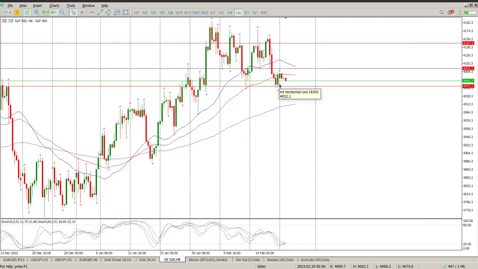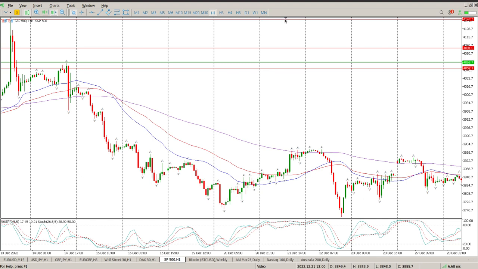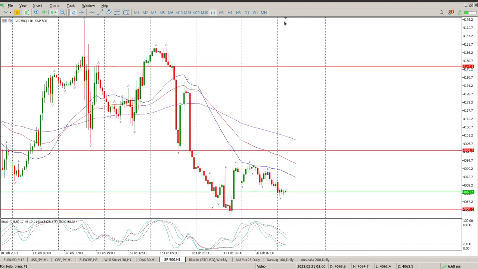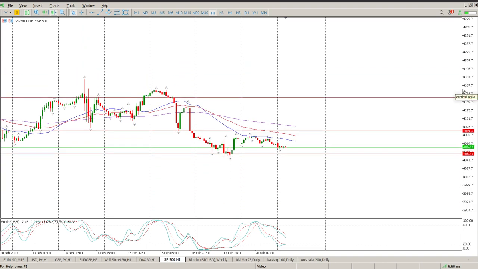That is 4050, and obviously 4000 is also an area of huge interest. So for me, wait for the signal, see what's going to transpire. Everything's going to hinge on what happens in Europe today. So see what happens in Europe. If that gets the ball rolling, then maybe we have a chance for something to the upside. Otherwise, we're looking for structure breaks and confirmation before we jump in.